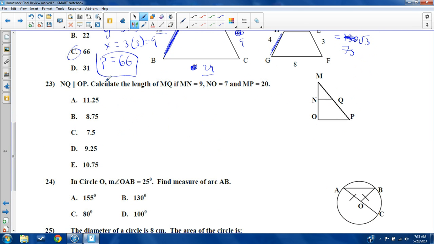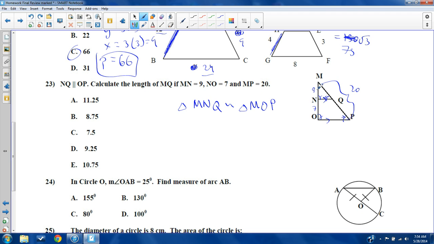Okay, NQ is parallel to OP. Calculate the length of MQ, if MN is 9, NO is 7, and MP is 20. Okay, this is interesting. You have similar triangles here because you have parallel lines, so you have corresponding angles congruent here and here by angle-angle. Triangle MNQ is similar to triangle MOP.